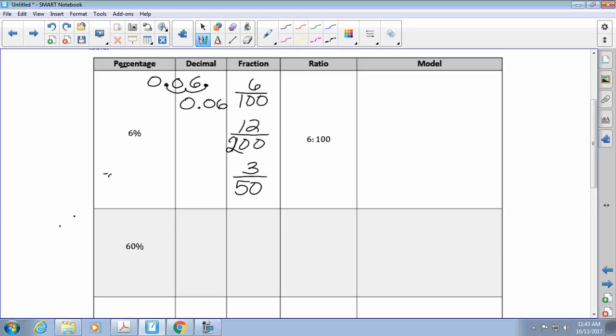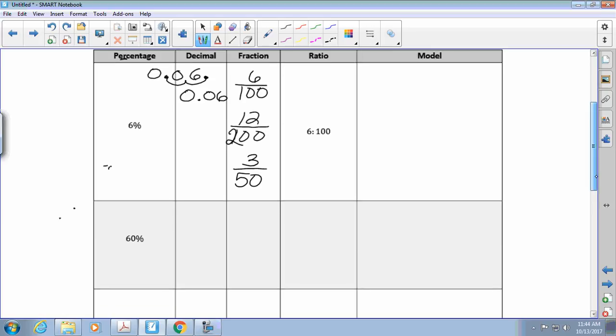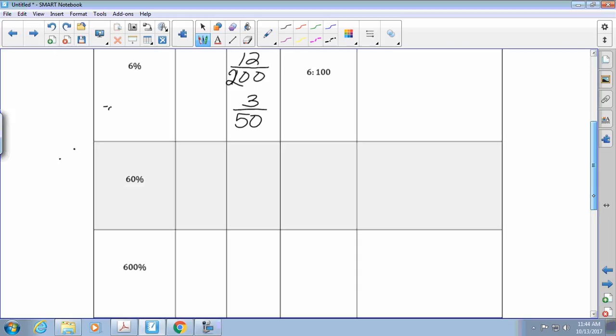So we know that these are all equivalent, right? So don't think that the only fraction that's going to have a value of 6% is 6 out of 100. It could be 12 out of 200, 3 out of 50, and there's an infinite number of examples because we could scale that up forever, okay? Let's look at 60% now.